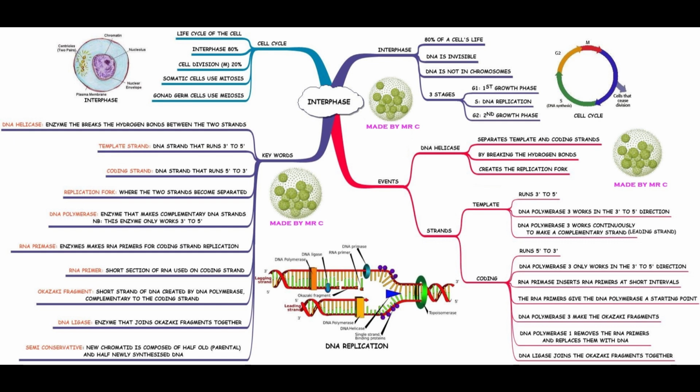There is some particular terminology we need to know for interphase. There is an enzyme called DNA helicase that breaks the hydrogen bonds between the 2 complementary strands. The place where it's breaking the bonds is called the replication fork. The template strand runs from 3' to 5'. The coding strand is complementary to the template strand and runs from 5' to 3'. As I said, the replication fork is where the DNA helicase is working.